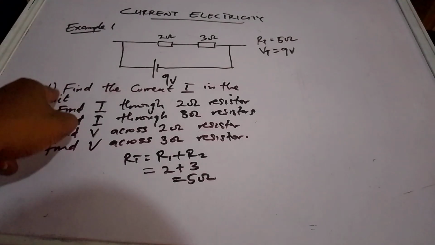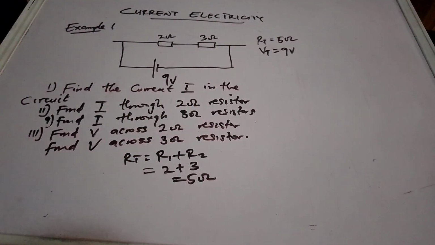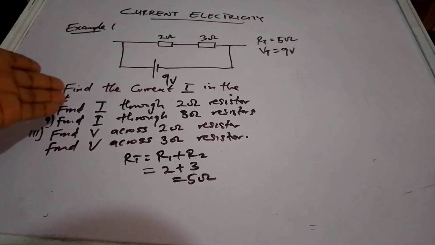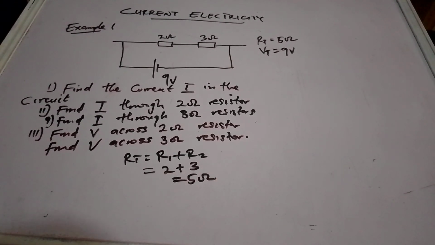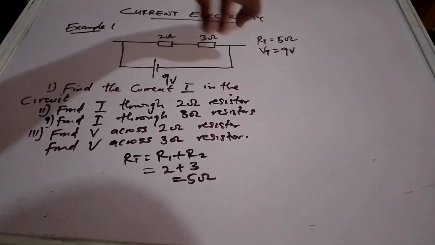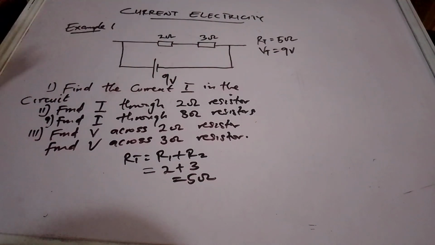So question number 1, find the current I in the circuit. You discover that before I start looking for the current I in the circuit, the first thing I note is to find the total resistance of the circuit and determine the total V, total I. So it's very important to know the overall resistance of the circuit, the overall current in the circuit, the overall potential difference in the circuit. It will help you to analyze the circuit better, to know what you are looking for.